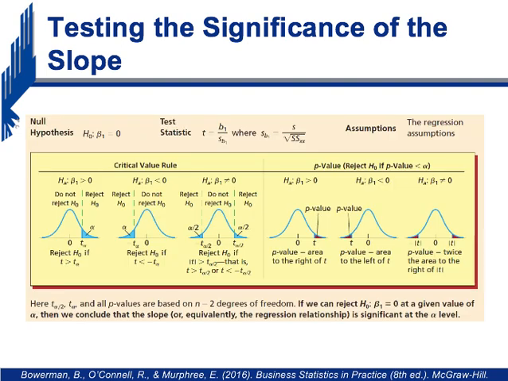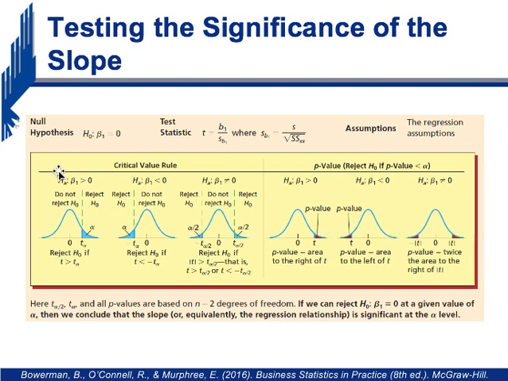Now, to perform the test, we have these guides. The test statistic is computed using this formula: b sub 1 over s sub b sub 1, where s sub b sub 1 is equal to s, or the standard error, over the square root of SSxx. In order to perform this test, the assumptions of the regression should also be satisfied. And here are the rules in interpreting the results of the test. You have a critical value rule and you have the p-value method.